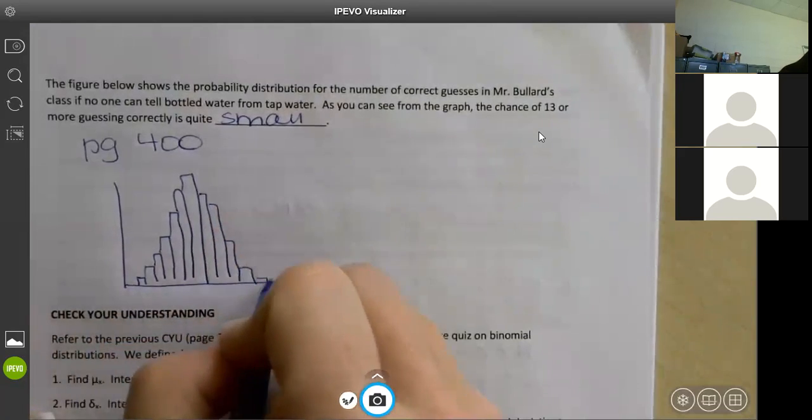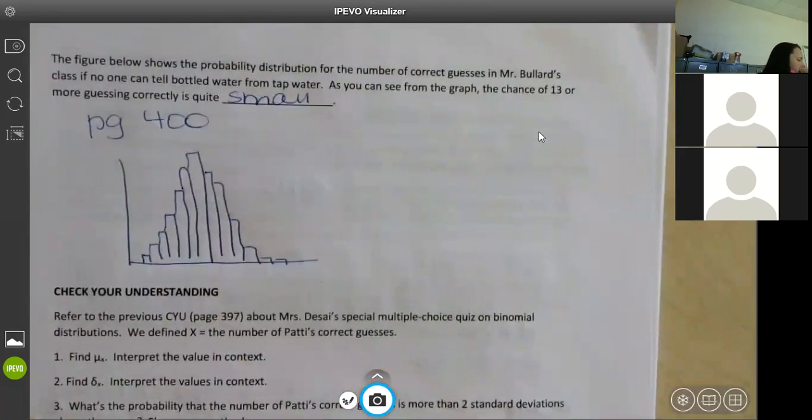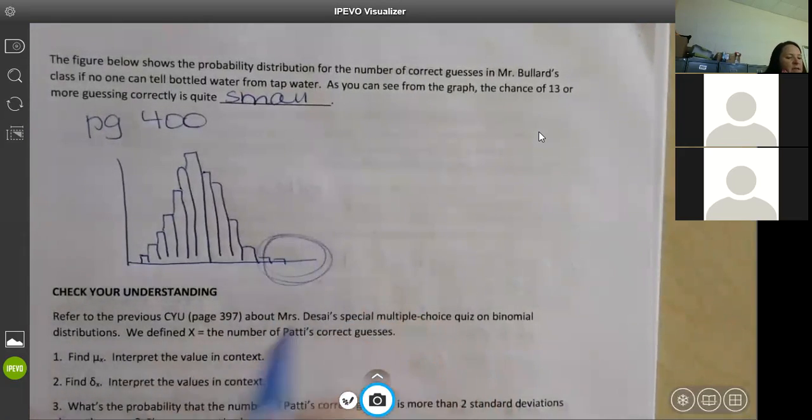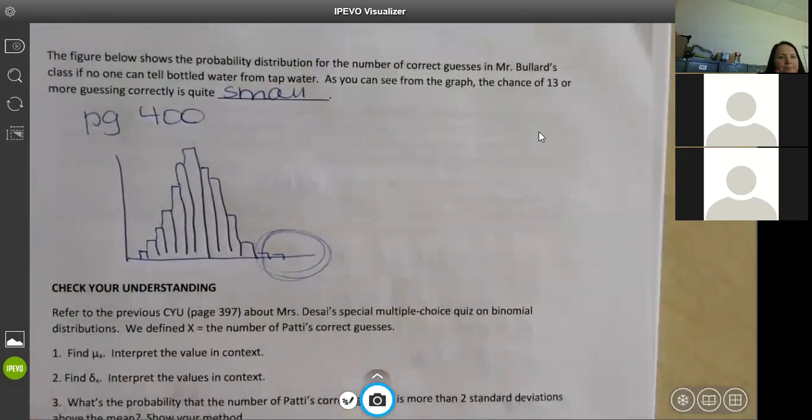But then it gets really teeny tiny at the end. And you can look at it on page 400. You don't have to. I'm just trying to give you an idea. So anything up here is going to be really, really small.